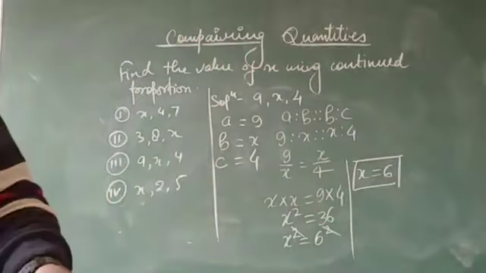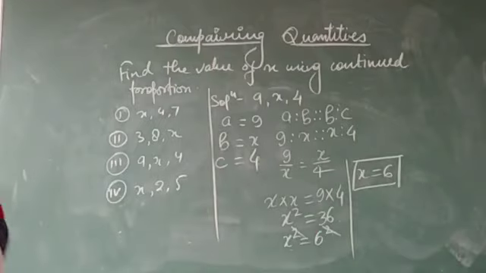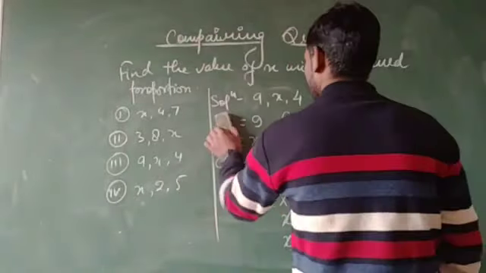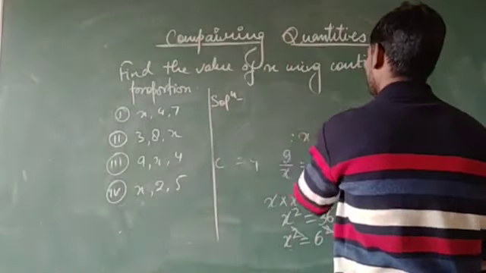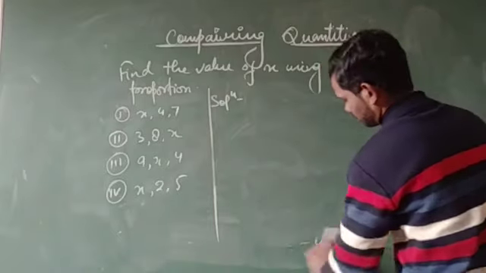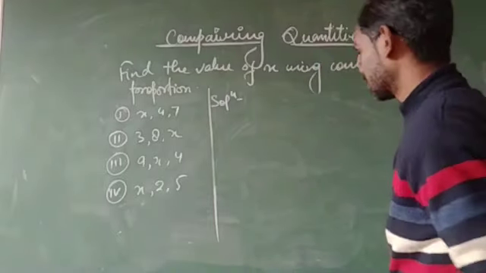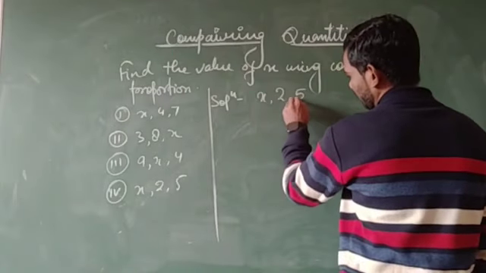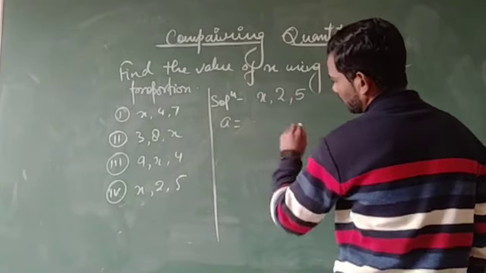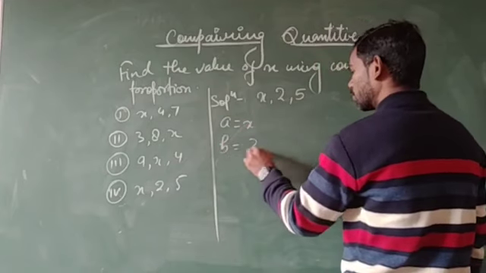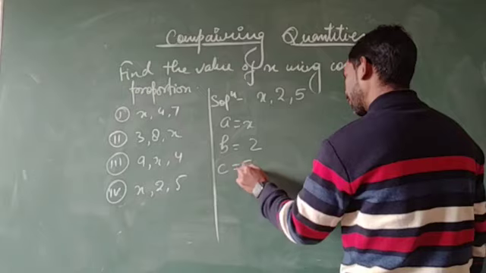Now let us see the next question. Now let's see the next and the last question. The last question is given here: x, 2 and 5. Here the value of a is x, the value of b is 2 and the value of c is 5.